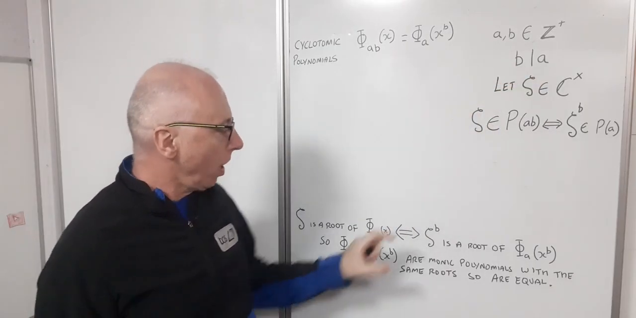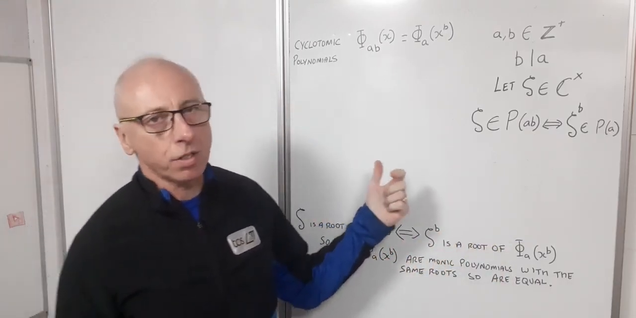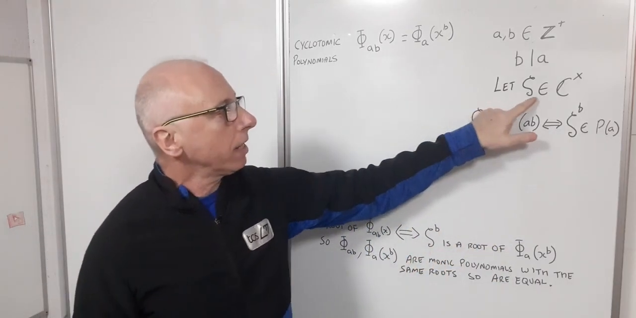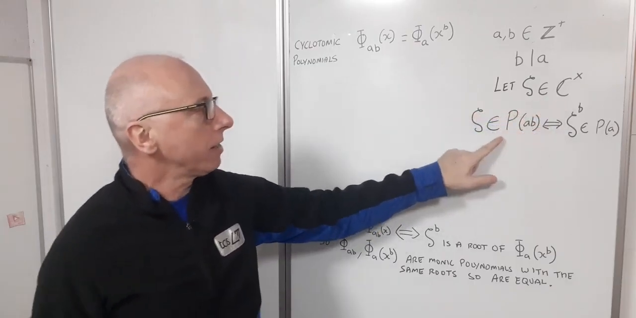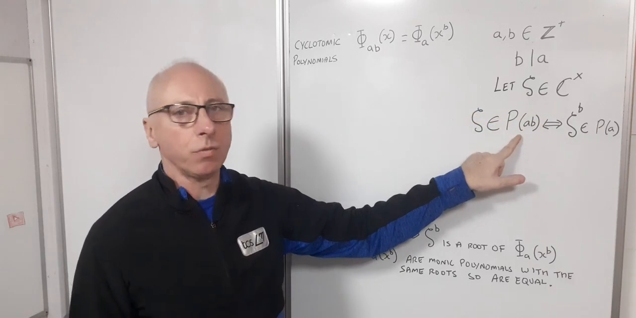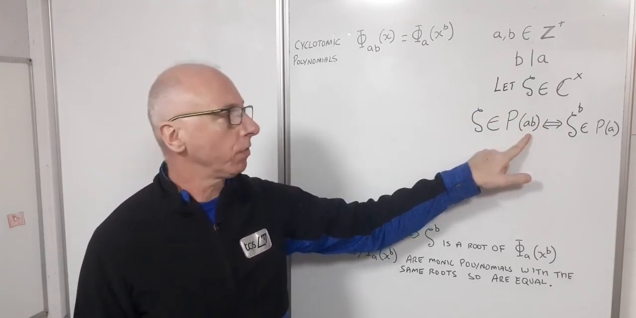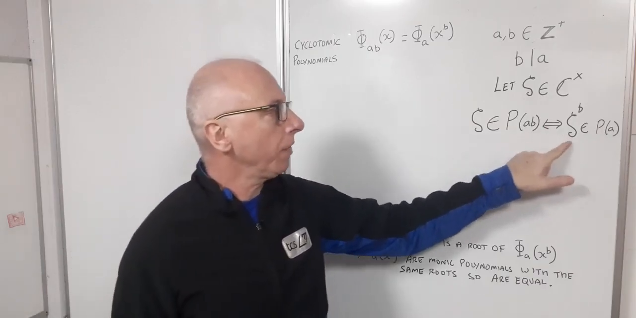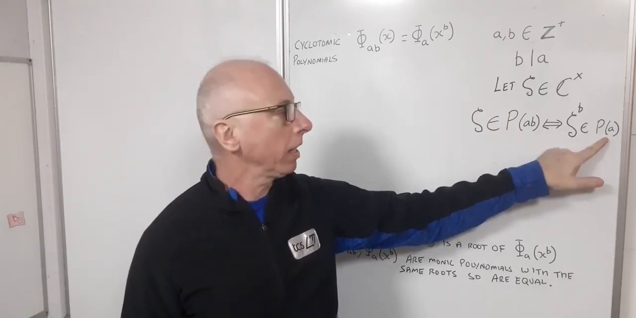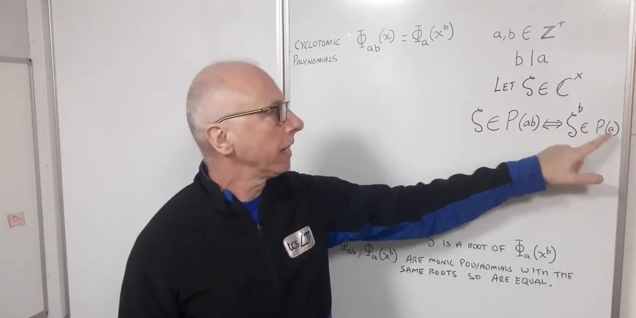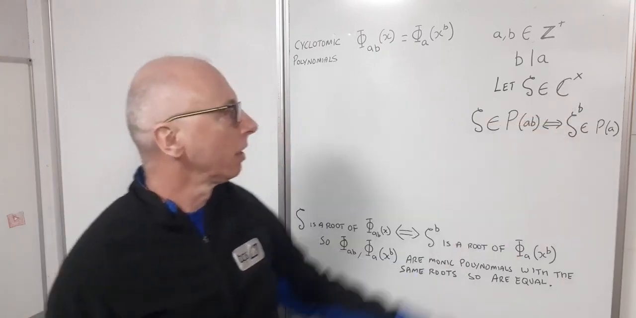Now the proof I've written out here, so I'm just going to read it out quickly to you just to save a bit of time. If we let zeta be a complex number in the complex multiplicative set, then zeta is in the roots of unity of A times B, that set there of roots of unity, if and only if zeta raised to the power of B is in the set of roots of unity of just the value of A. Hence why we've got this multiplicative set of complex numbers here.